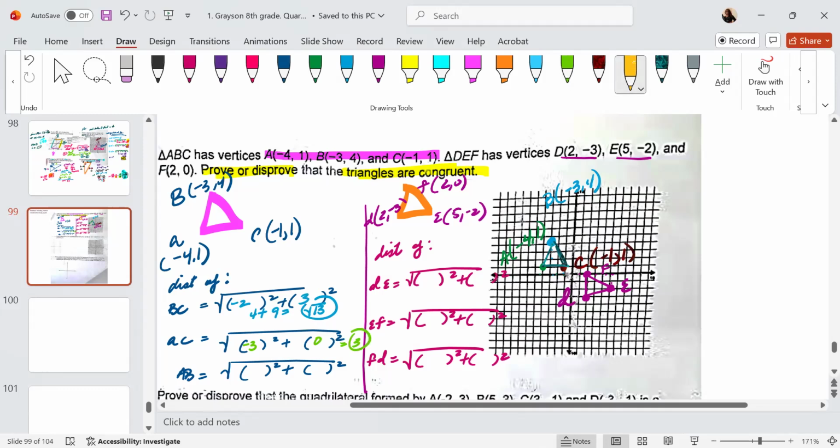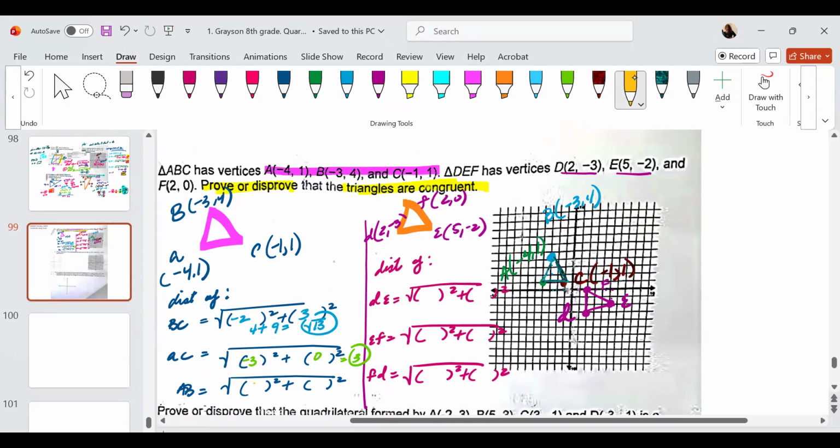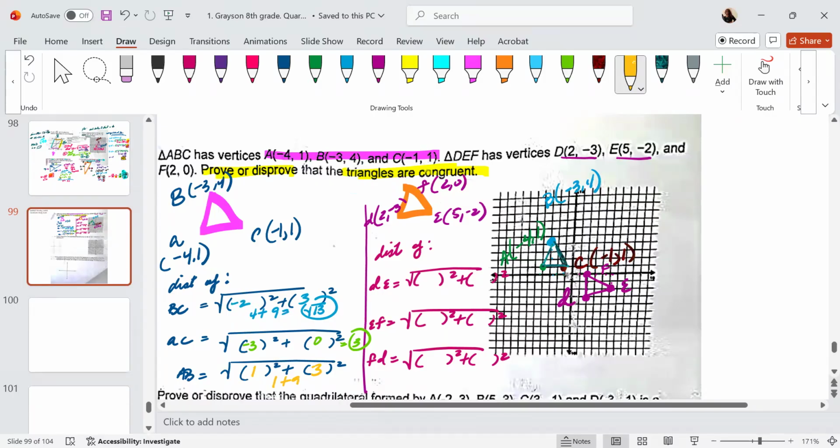Okay, what do you have for AB? 1. So that's 1 plus 9, so square root of 10. So this is what you're starting off with, right? Now we want to do the same thing with the right side, and if they're the same, then you should have square root of 13, 3, and square root of 10, right?